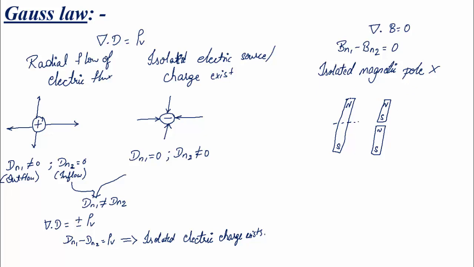If I am talking about the north pole, magnetic flux lines will be away from the north pole and will get into the south pole. Inside the bar magnet, magnetic flux lines will pass through it. So based on this, I will be getting this one as Bn1 and this one as Bn2. Net flux should be equal to 0. That is what I have written, Bn1 minus Bn2 equals 0. This Bn1 I can call the B normal component. So isolated magnetic charge does not exist, isolated electric charge does exist. This is one more thing you have to remember.